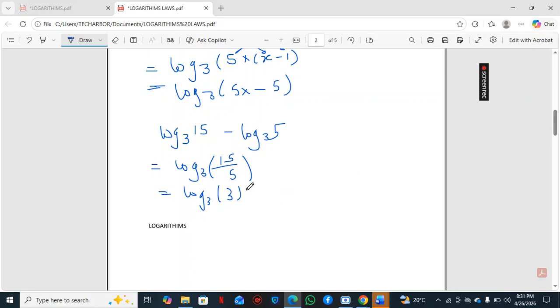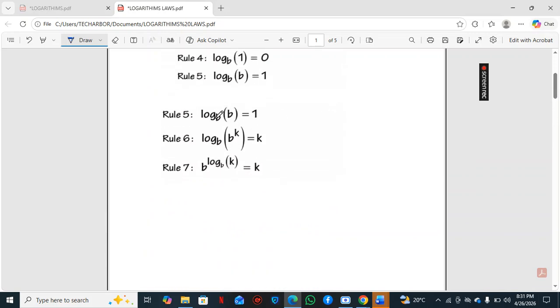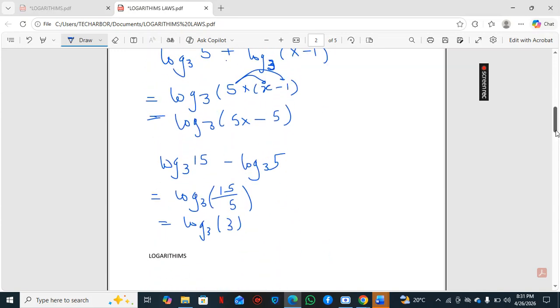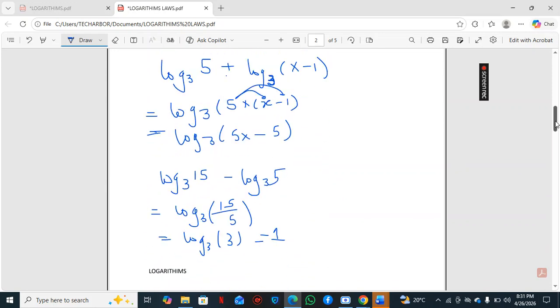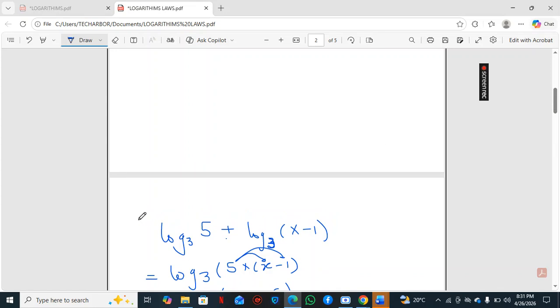And also this, we can simplify it further because as you can see, this other rule here, log b b equals 1. So if the base is the same as the value, you get a 1. And so this can equal 1 basically. Any questions, colleagues? This is example 1 here.